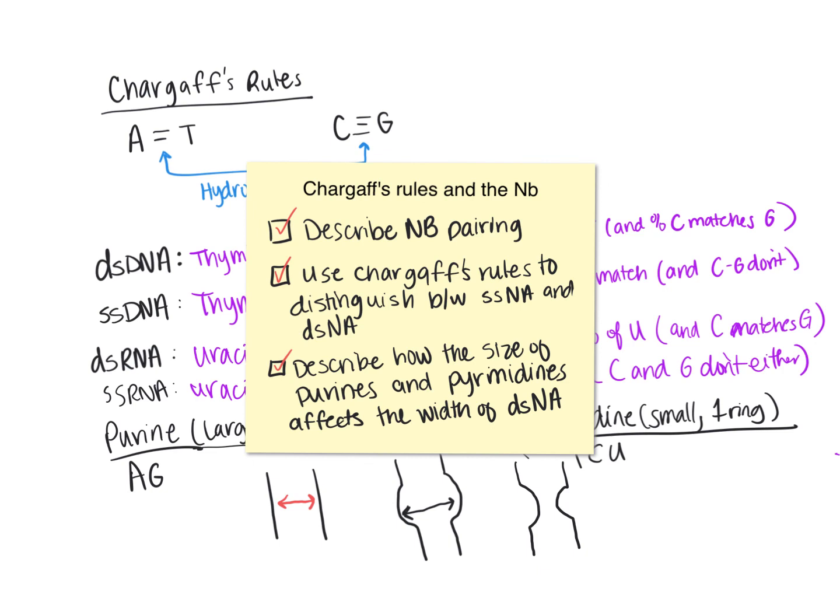Okay, so in this video, we described the nitrogenous base pairs, A with T, C with G, and the number of hydrogen bonding that occurs between them. We used Chargaff's rules to distinguish between single-stranded nucleic acids and double-stranded nucleic acids. Chargaff's rules would help us identify the difference between single-stranded versus double-stranded nucleic acid. And we described how the size of the purines and pyrimidines affects the width of double-stranded nucleic acids and how mutations would then affect that width.